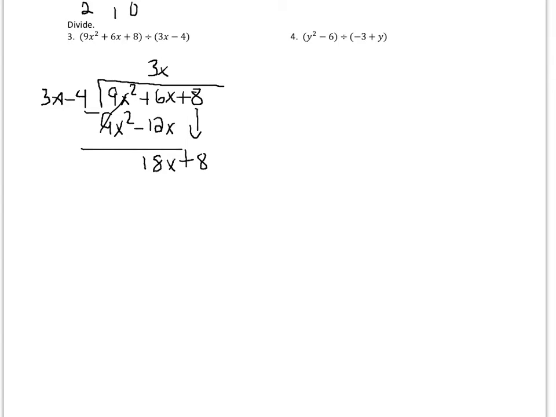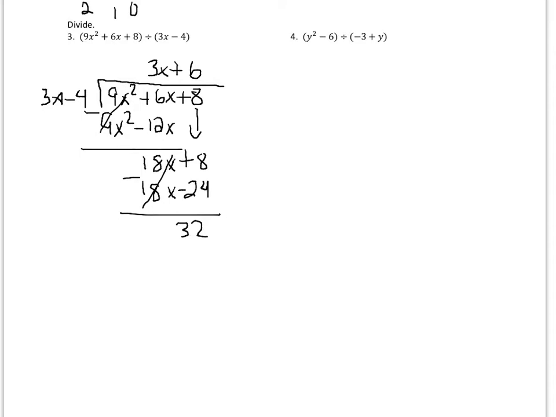So let's ask ourselves again here. What would I have to multiply 3x by to have it equal 18x? Well, I'd have to multiply 3 by 6. The x is already matched, so we're good. So now you go 6 times 3x, 18x. 6 times negative 4, negative 24. Subtract. 18 minus 18 is 0. 8 minus negative 24, 32.